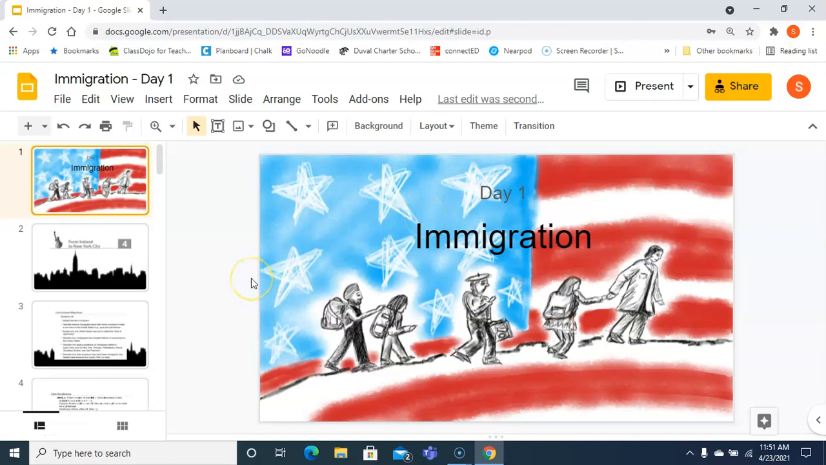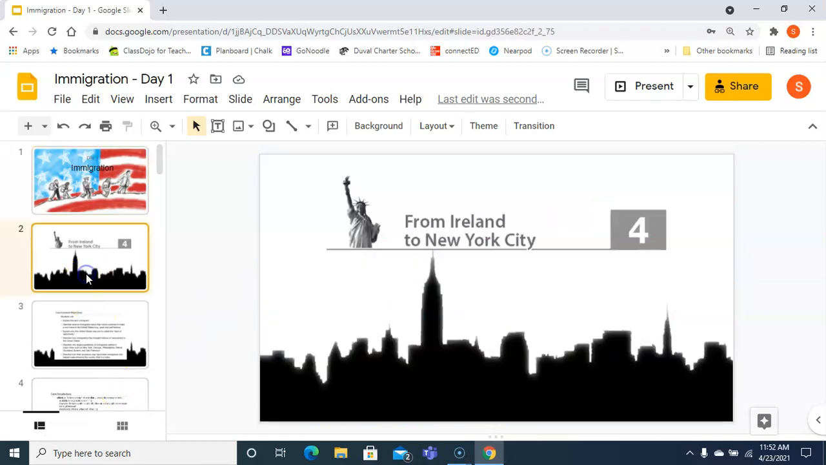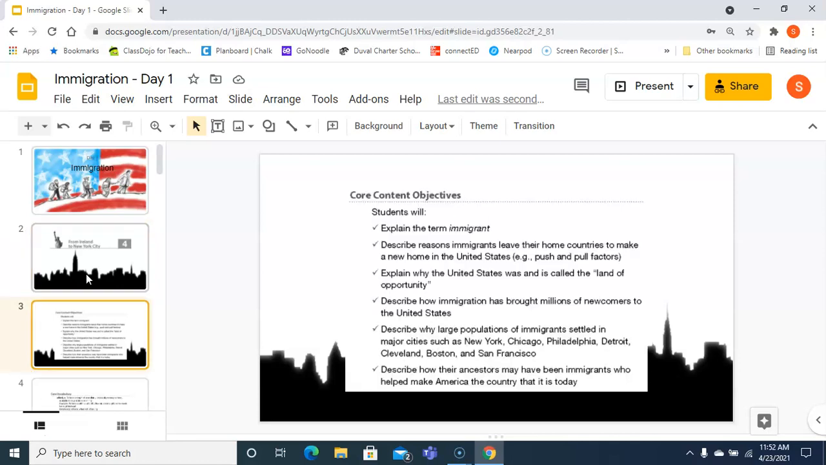So, we're not going to talk as much about Ellis Island this week as we are immigration, because immigration is how many families came to America. So today we're going to read a story called From Ireland to New York City.